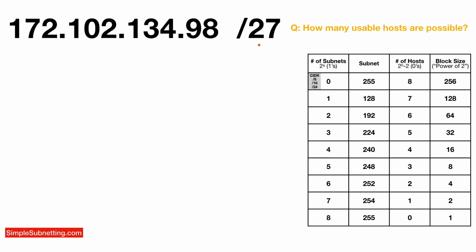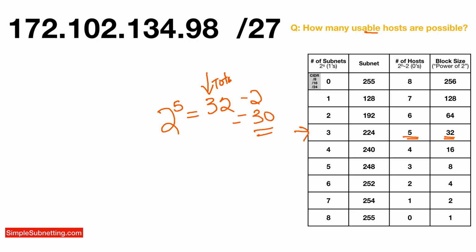Final one, if they give you the slash notation. So /27 is closest to 24. So 24, 25, 26, 27. So that has 5 zeros. 2 to the 5th is 32. Minus 2 equals 30. So let's see, usable. Okay, so usable is 30 and total is 32. And there you have it.